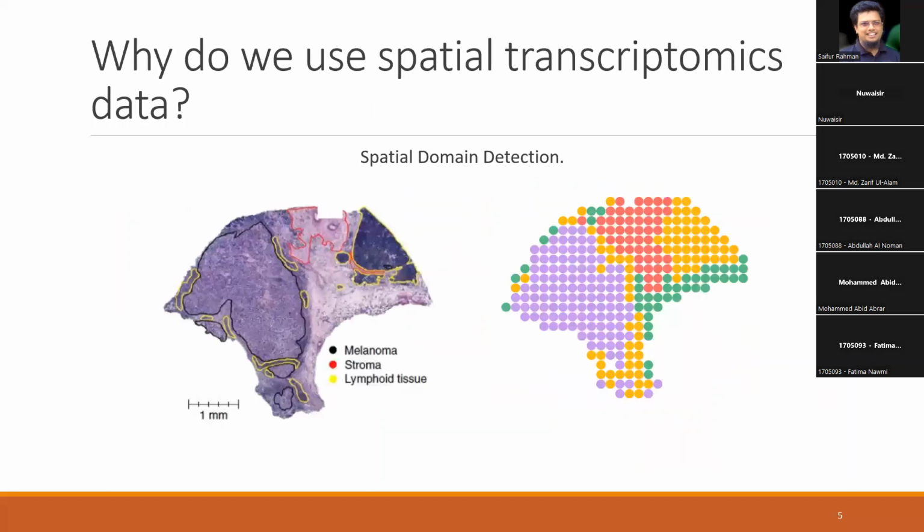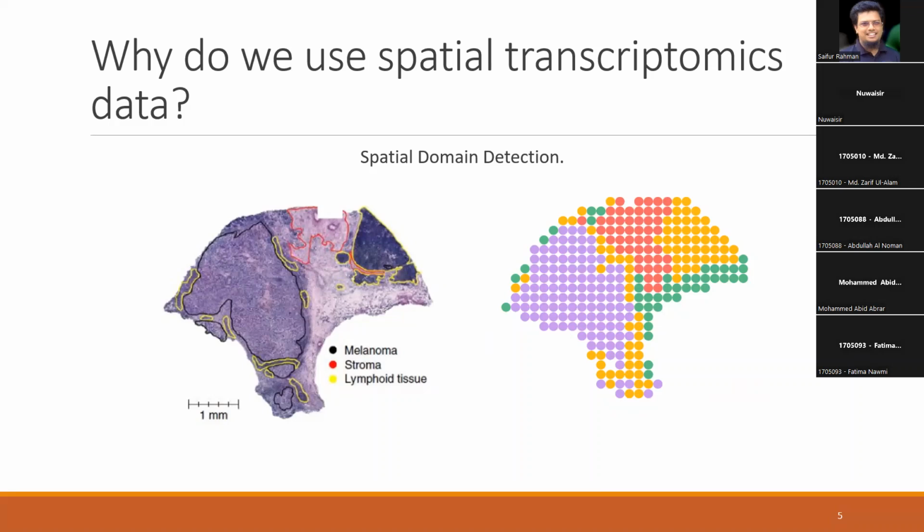And the important thing is that spatial transcriptomics can be used for spatial domain detection in diseased tissues. If we can detect different regions in our tissue, we can make targeted therapy for different cells, which will be very useful for us. Here we can see a melanoma cancer tissue where the black contour represents the melanoma affected cells, the yellow regions represent the lymphoid tissues, and the red regions represent the stroma.